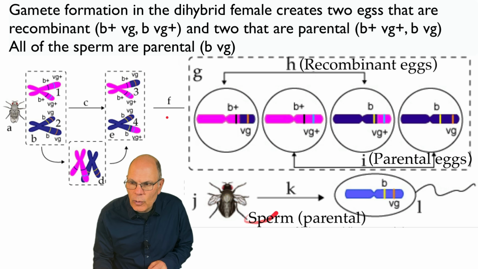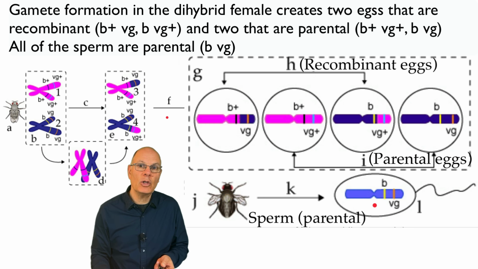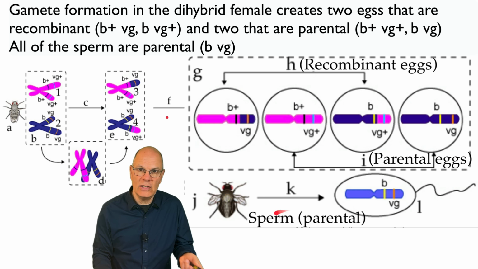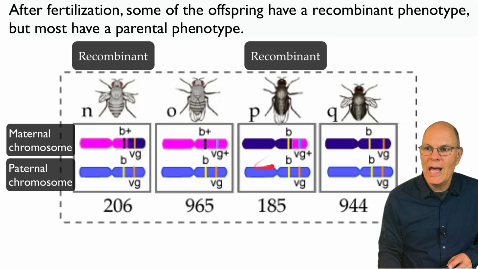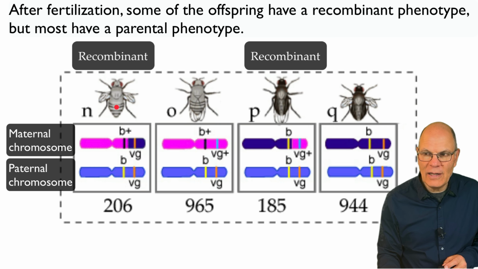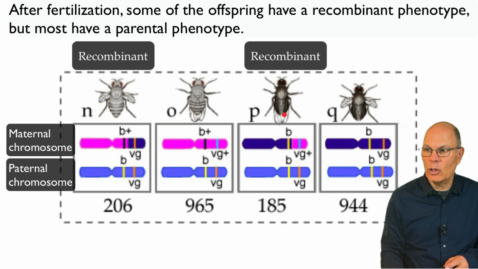Now over here, we have the male parent who's a homozygote, and he can only produce one kind of gamete. He's homozygous. He can only produce a gamete that has B and VG. Here's what happens with the offspring. Offspring N and P have recombinant phenotypes. In other words, they have, in this case, gray body vestigial wings. That's recombinant. Neither of the parents look like that. And this is black body normal wings. Again, recombinant. Neither of the parents look like that.